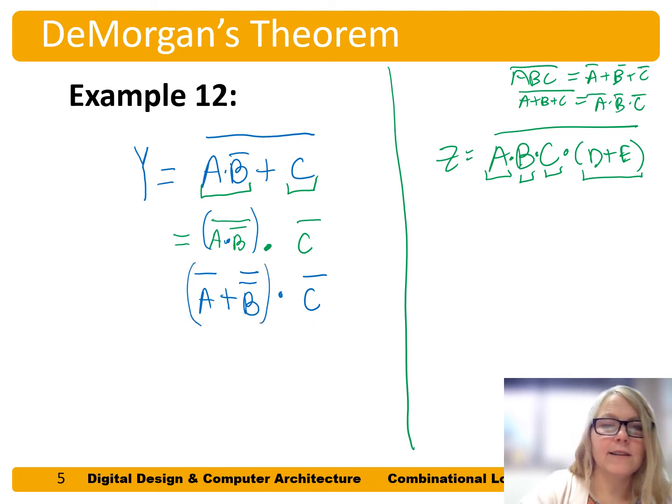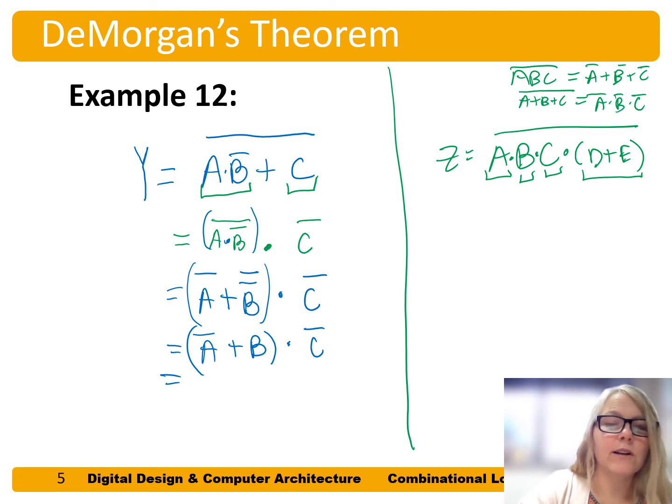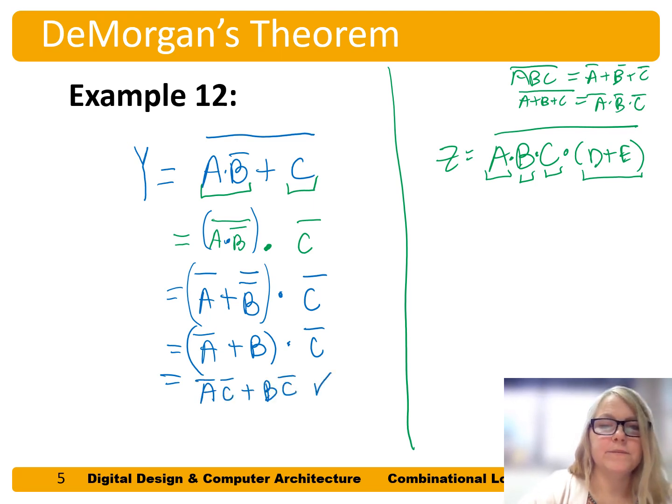So instead, I do this, and then I get A bar, or, by involution, B bar bar is equal to just B, and C bar. Now I distribute that C bar across each of those terms, and I get A bar, C bar, or B, C bar.